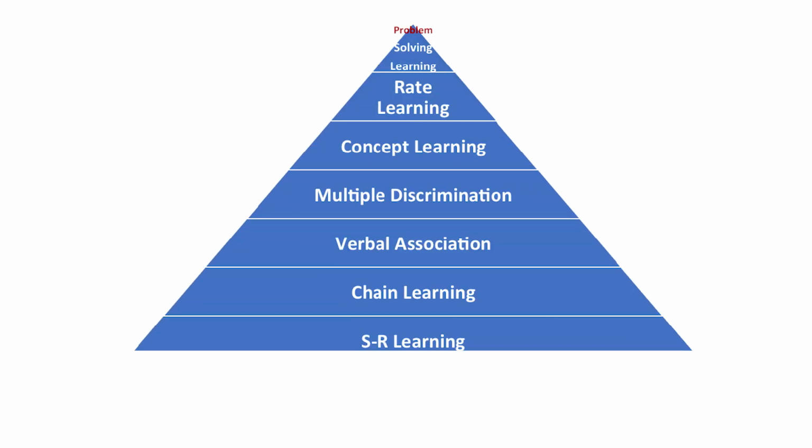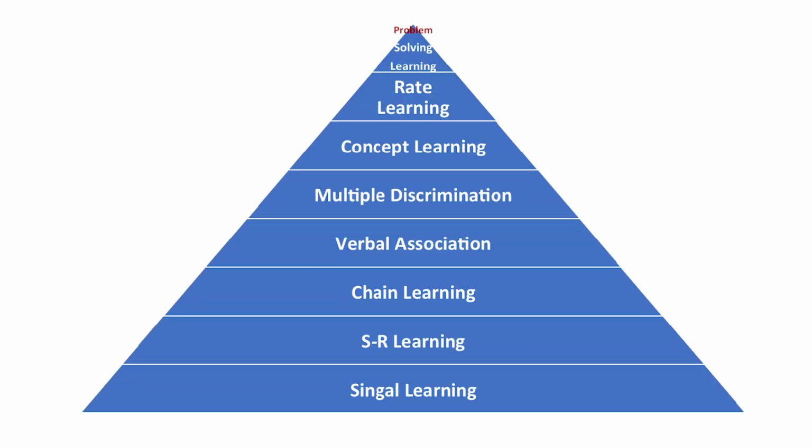He identified 8 types of learning, as I said. The first is called problem solving learning. Second is rote learning. Third, concept learning. Fourth, multiple discrimination. Fifth, verbal association. Sixth, chain learning, 7th, SR learning, and 8th, signal learning, as I said earlier, friends.